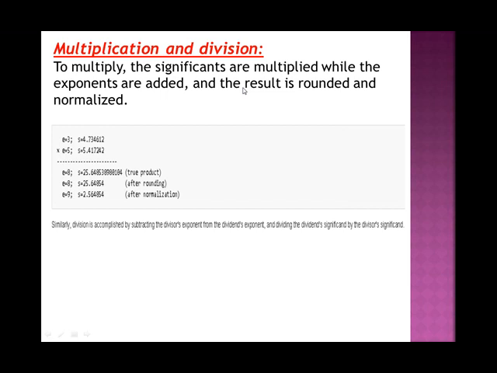Significand means the integer parts are multiplied while the exponent parts are added. So the integer part, that is the significant parts, are multiplied with each other and the exponent parts are added with each other. And the result is rounded and normalized.